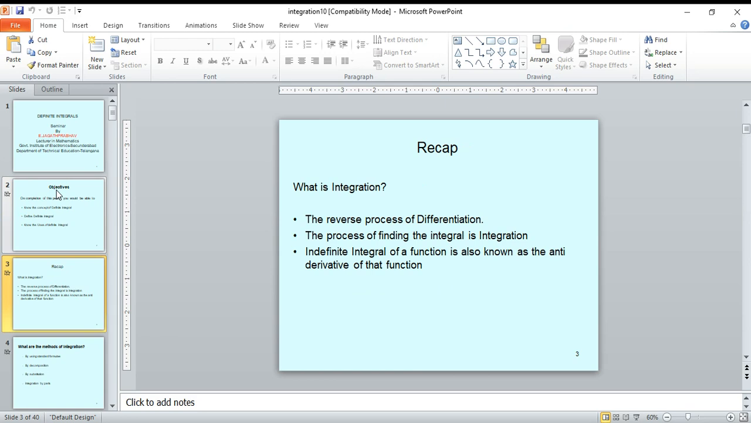Recap. What is integration? Integration is nothing but the reverse process of differentiation. The process of finding the integral is integration. The indefinite integral of a function is also known as the antiderivative of the function.